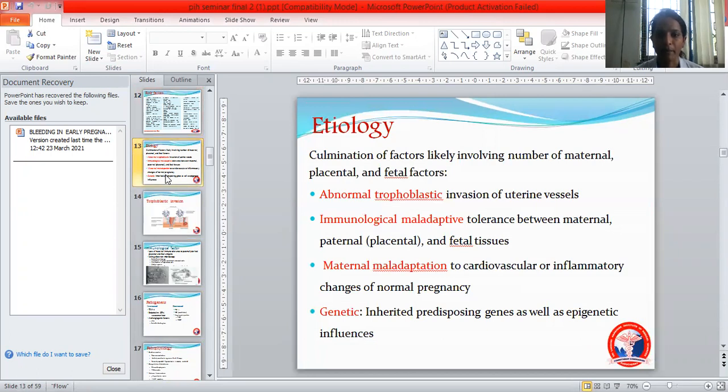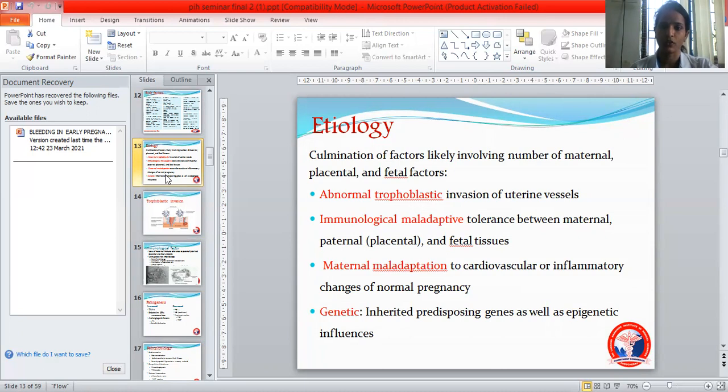So what exactly happens at the microscopic level? That is, normally uterine vessels will be invaded by the trophoblastic tissue. This invasion of trophoblasts happens in two waves. In preeclamptic women, it is understood that the second wave of trophoblastic invasion is incomplete. That is, the uterine vessels, the myometrium, is not completely invaded by the trophoblastic tissue.